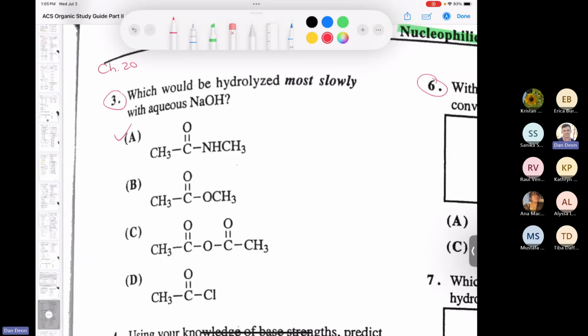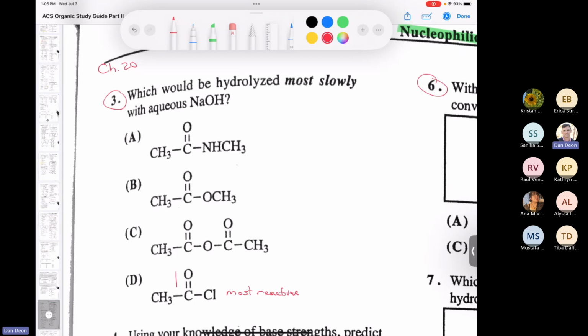And you can see we've got an amide, an ester, an anhydride, and an acid chloride. And it's just asking you which one of these is going to be hydrolyzed most slowly with sodium hydroxide. So if you were to treat any of these with sodium hydroxide, which one is going to break apart the slowest? Well, hopefully you remember that the most reactive of all of these is going to be the acid chloride, right? Those react really, really quickly.